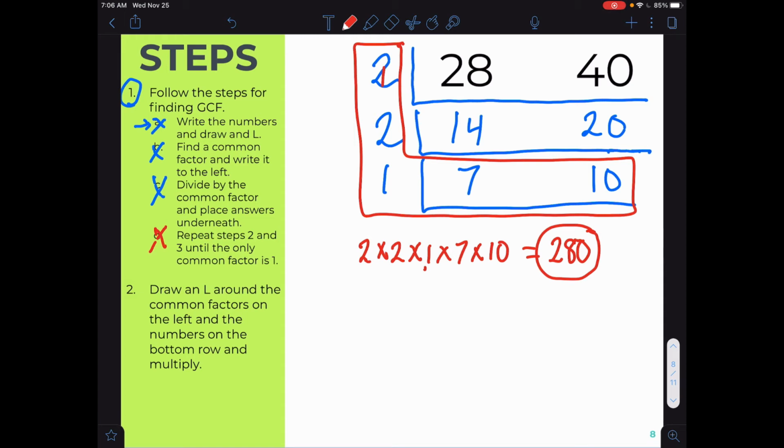Imagine if we did a count list like 40, 80, 120. We'd have to go quite a ways to get to 280. If we were counting by 28, we'd have to go quite a far way to get to 280. So this ladder method is a more efficient method. Let's try a second one.